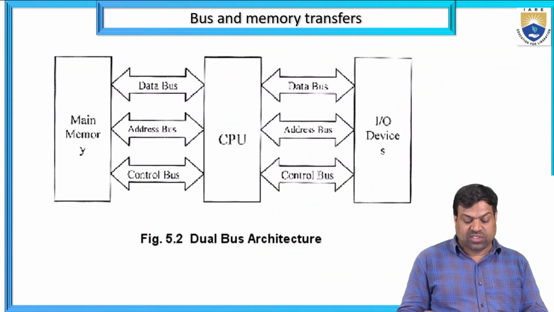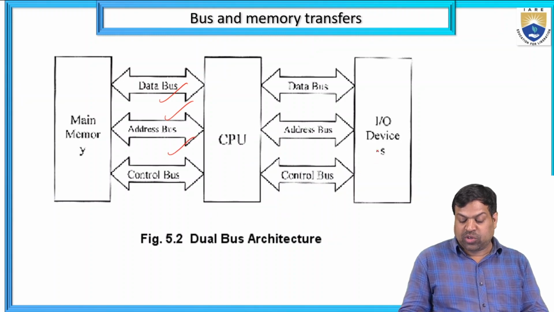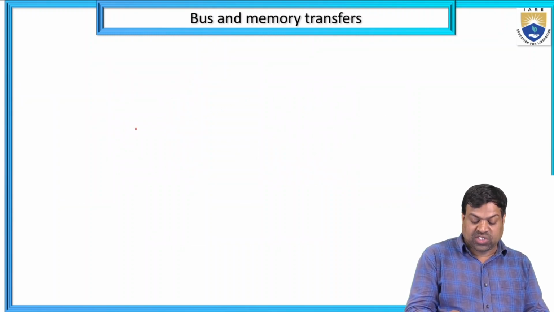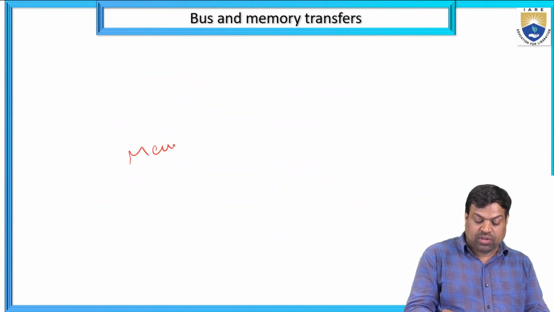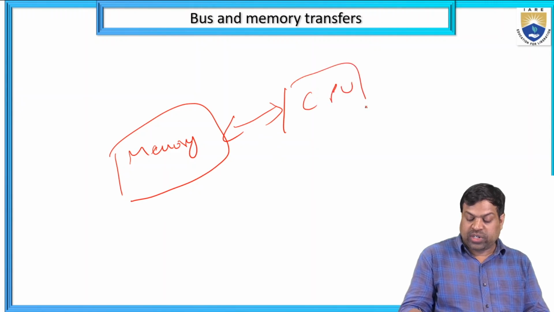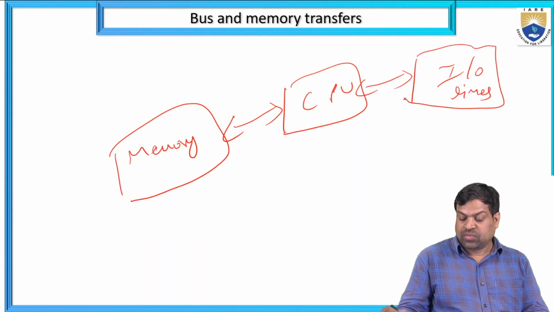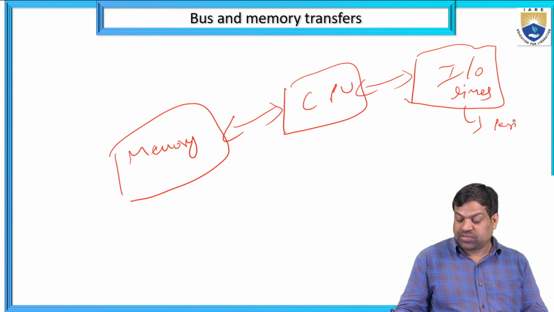Here I am taking the main memory. The main memory is connected to the CPU through the data bus, address bus and control bus. The CPU to input output also uses the data bus, address bus and control bus. So previously we discussed that memory is connected to the CPU, and it is connected to input output lines, which means peripherals.